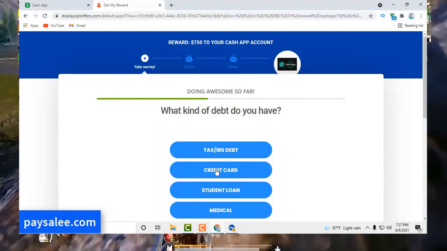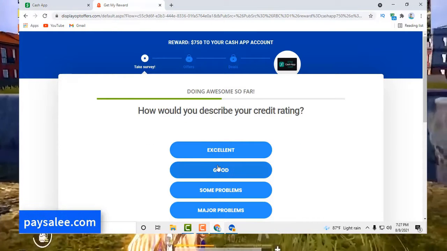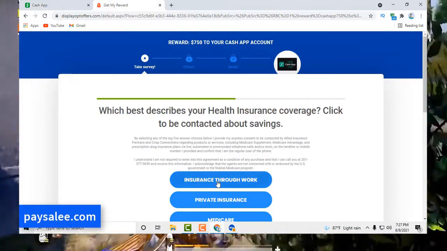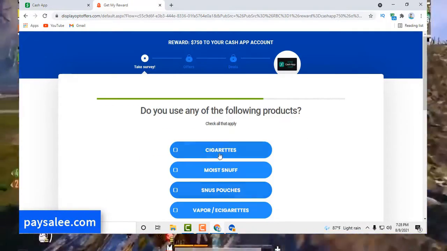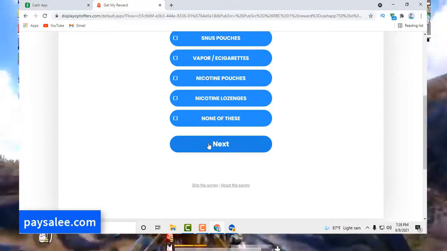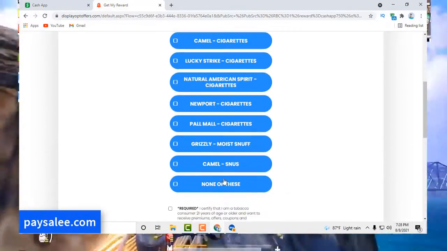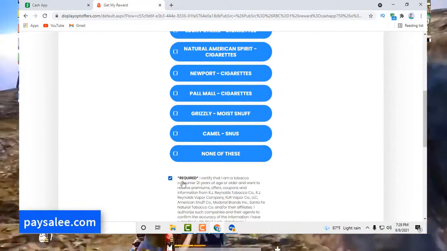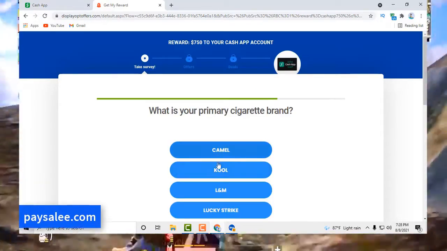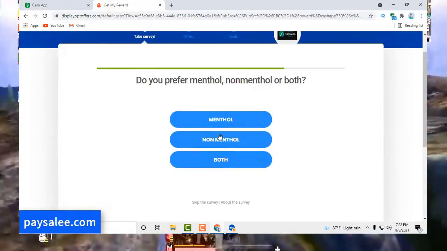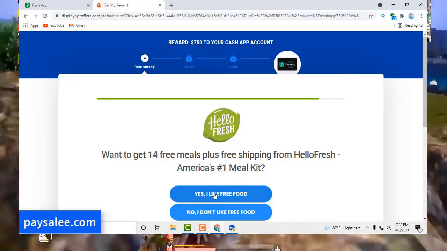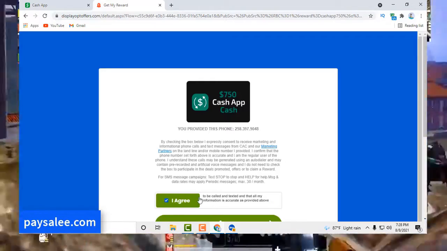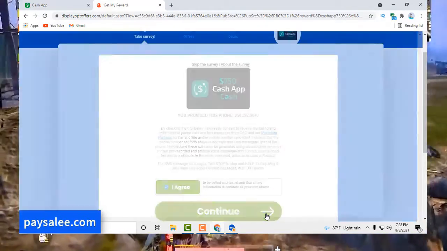One car time 5k. Excellent. Yes, what road? Yes, tick mark. Next, tick mark. Next, cool. Yes, tick mark. Continue.